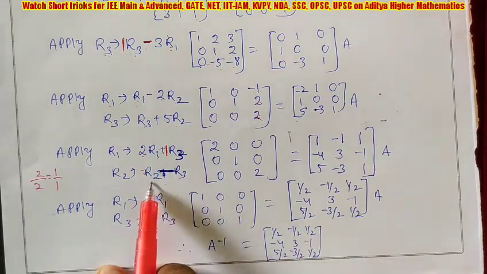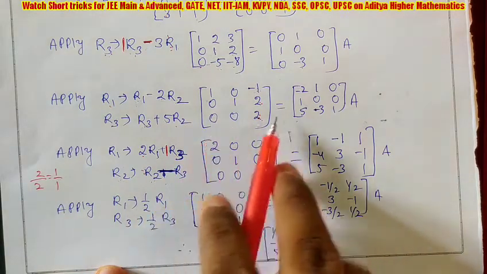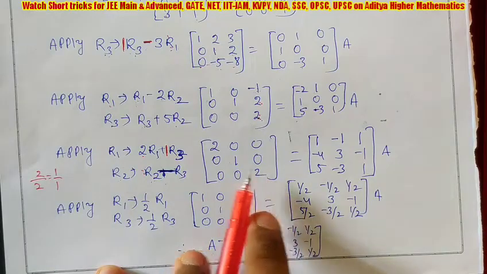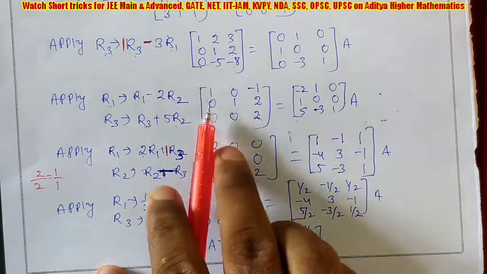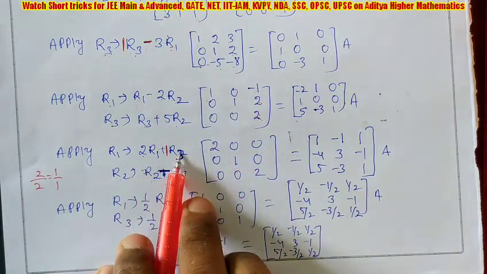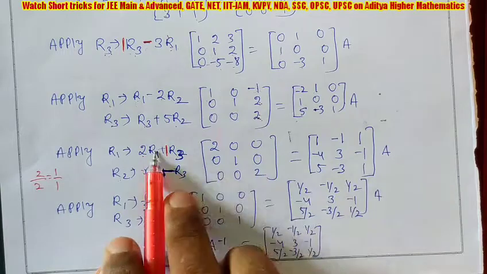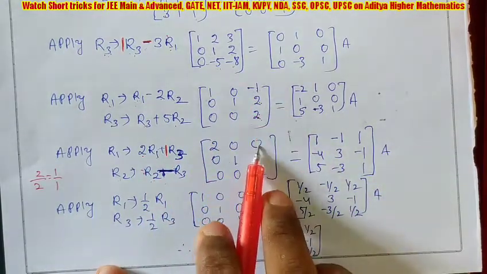So now use this. We are changing only R1 and R2. We are not changing R3, so whatever R3 was before, write the same. But in R1 you apply 2R1 plus R3. So 2 multiplied by 1 is 2, plus R3 0, 2 only. 2R1 plus R3, both are 0, so 0. 2R1 is minus 2 plus R3 2. Because we are making this element 0, obviously we will get 0.